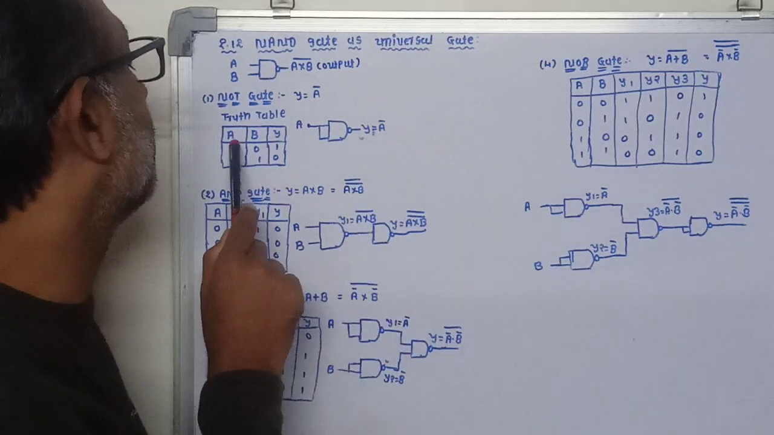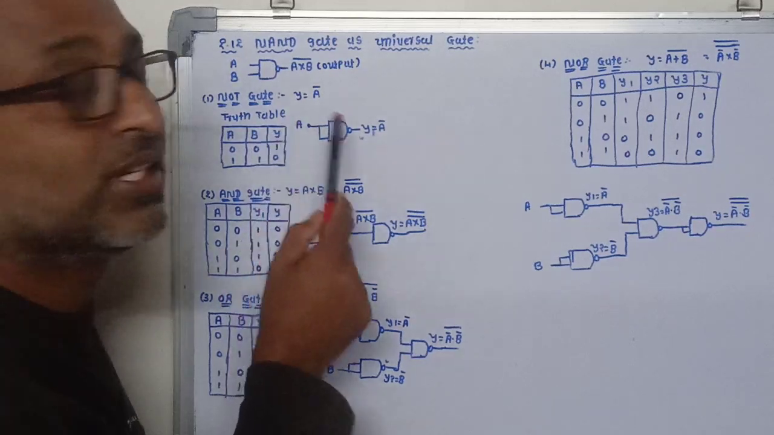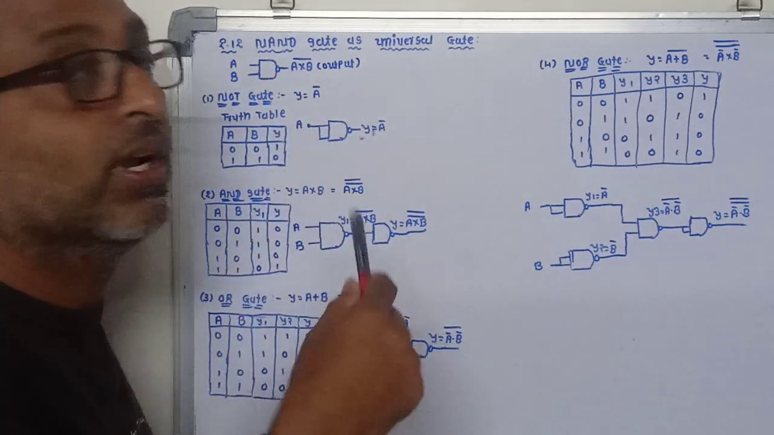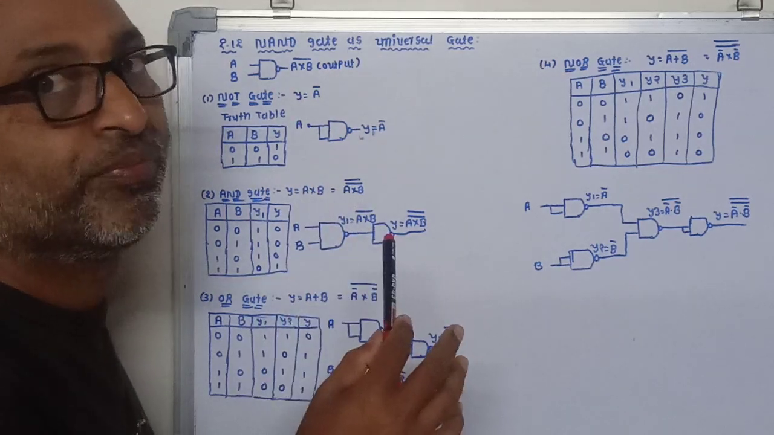So it is very easy. If you provide A equal to 0, then B is also 0, because they are short circuited. So you will get 1 as output. If you apply 1, then you will get 0.